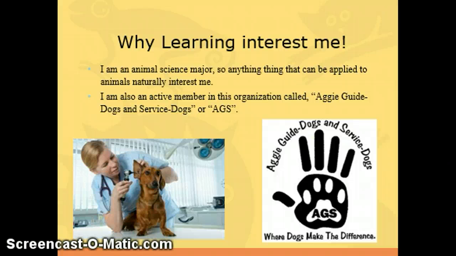And as well, being a part of Psychology 107 helped me a lot when it came to being a puppy raiser in Aggie Guide Dogs and Service Dogs, or AGS. I applied the operant conditioning, reinforcement, and punishment methods to set my puppy up for success. So it helps me in my career and in the organizations I am in now.